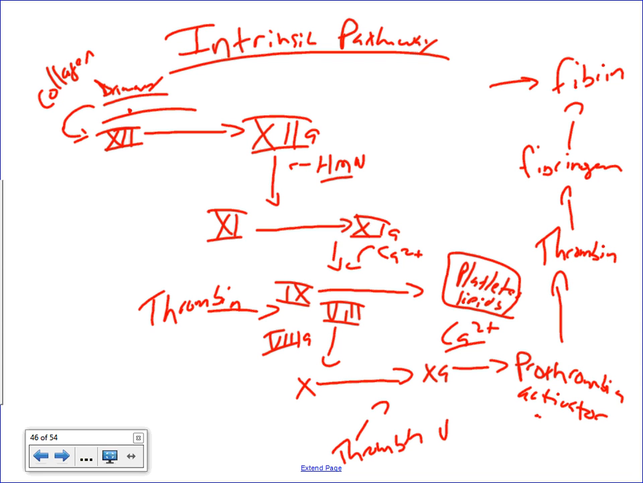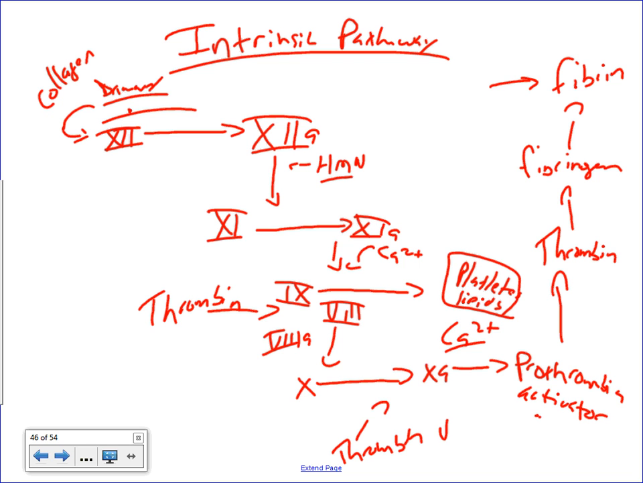Okay, and like I said, the extrinsic pathway, how quickly that's going to turn out fibrin is really going to depend on the extent of the tissue damage. The more damage to the tissue, the more tissue factors it's going to release, and the faster and more intense the rate is going to be.